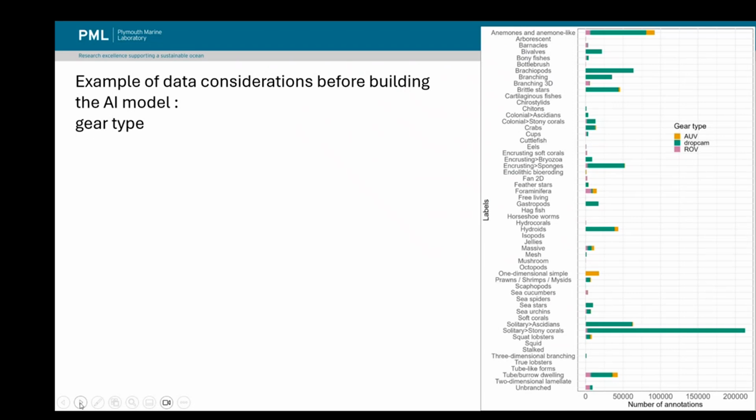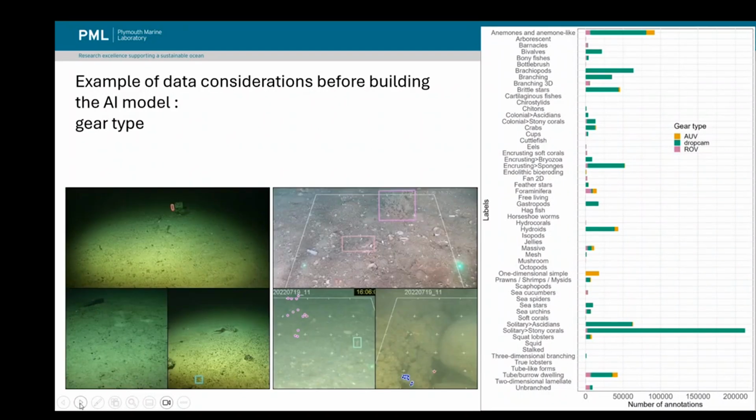We also had different gear types, so very different fields of view, different perspectives on the seabed. So we had data from AUV, drop cam, and ROV. Most of it came from drop camera systems, unsurprisingly. And again, that causes issues in so much as it's a hugely unbalanced data set with respect to what any AI is being trained on.